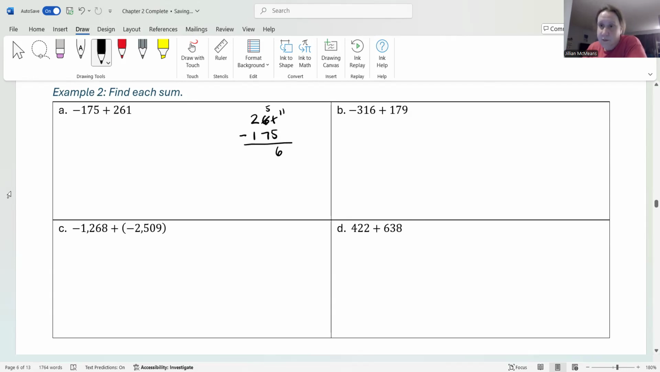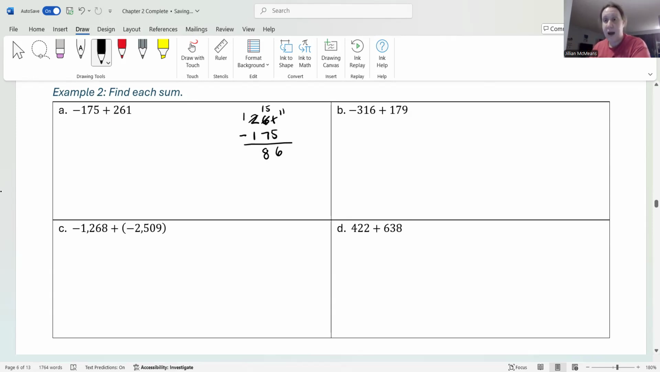Now I would need to take 7 from 5, but I can't, so I borrow again. 2 becomes 1, 5 becomes 15. 15 minus 7 is 8. And then 1 minus 1 is just 0, but I don't put a 0 in front of the number here. So we know our sum is going to be 86, but is it going to be positive or is it going to be negative?